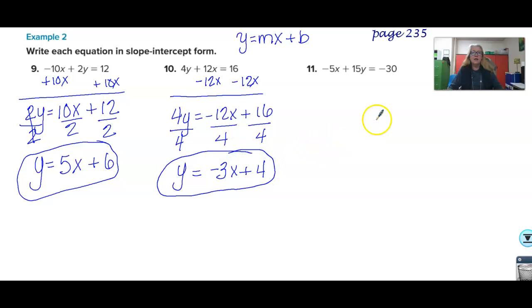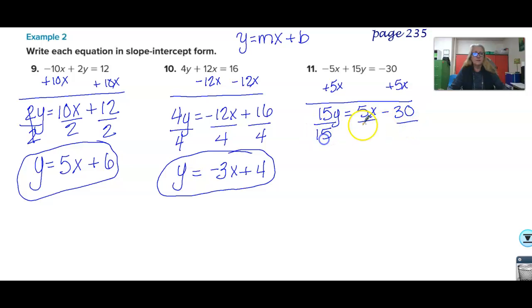Okay. The last one on this page, we need to get rid of this x term, so we can do that by adding 5x to both sides. That gives us 15x equals 5x minus 30. Okay, the x term comes first, the y-intercept is last. Last step then will be to divide each term by 15.